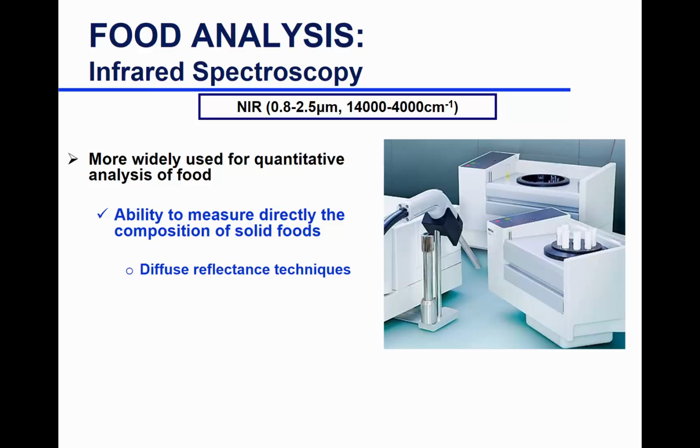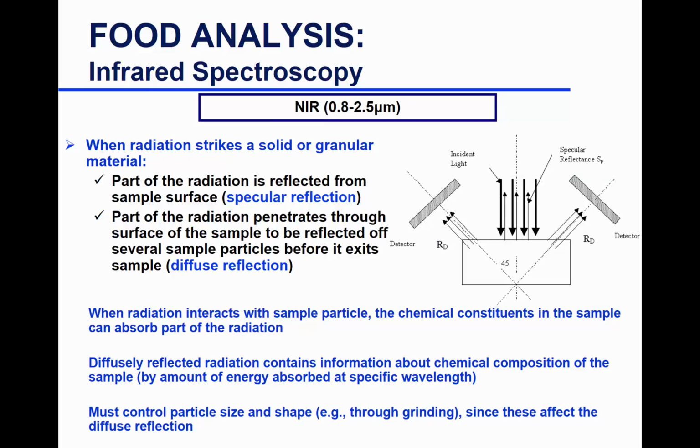Okay, and near IR is also very common. Near infrared spectroscopy is very common for composition of different types of food, and mostly solid foods. And it's based on the diffuse reflectance technique. And what that means, here you have your sample, and usually it should be ground powdered with homogeneous particle size. What happens is the light is going to hit that surface. Some of the light is going to be reflected without interference with your sample, and that is going to be reflected at the same angle that the light has hit.